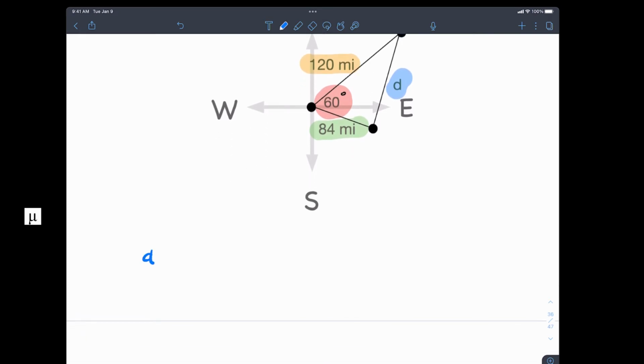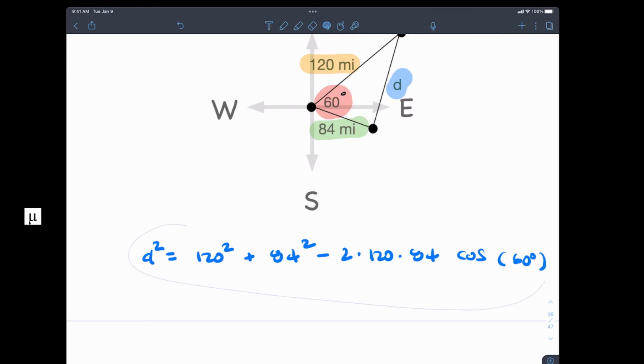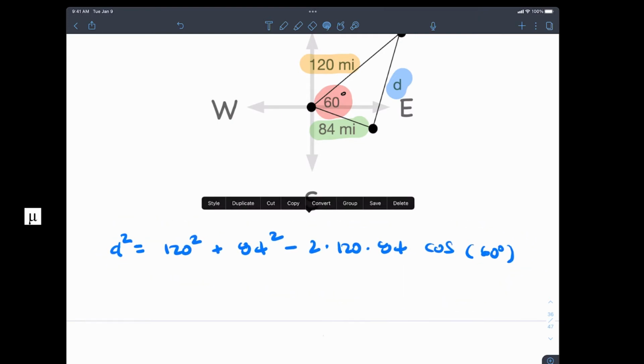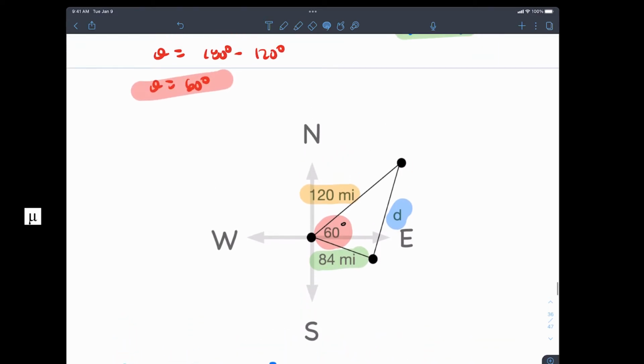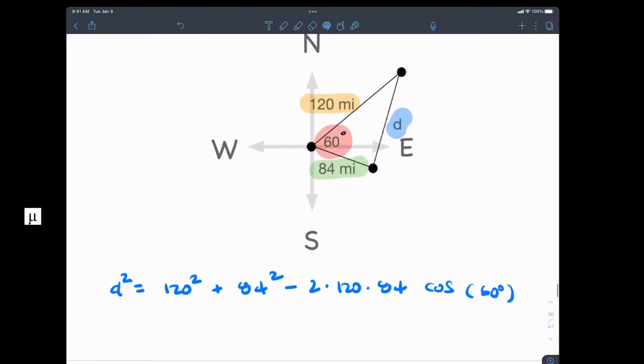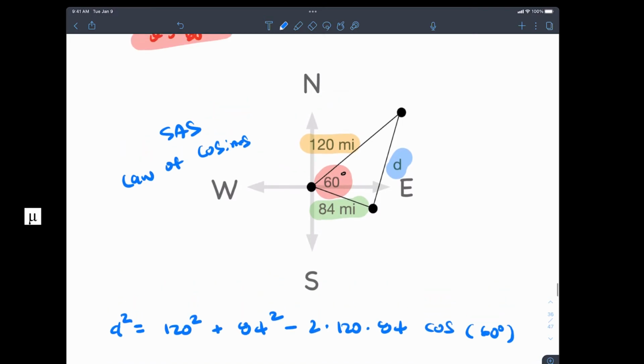So you get what? D squared is 120 squared plus 84 squared minus 2 times 120 times 84, cosine of 60. Remember, you have what? What do we say? Side angle side, law of cosines. Okay, you guys see the deal?